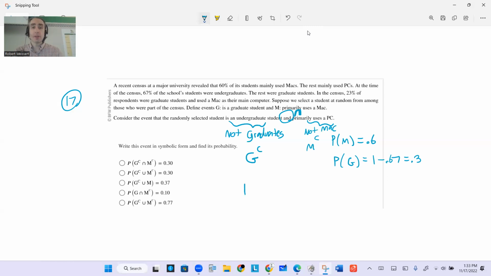So this is going to be the same as the probability of that and that. So it's going to be both of those complements, but which one is it? Well, the non-graduates are the same as the undergraduates. That's 0.67. We already had that from the beginning. The Macs were 60%, so the probability of not Mac is going to be 1 minus 0.6. That's going to be 0.4.